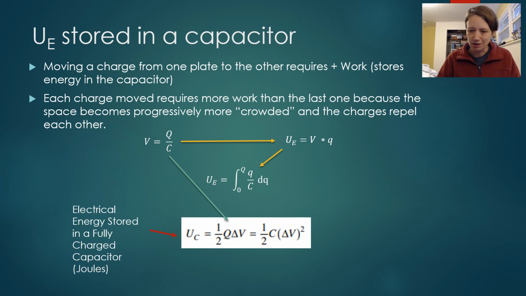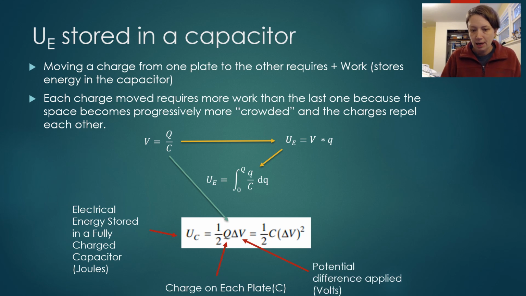Just as a final little bit here, a reminder that UC stands for the electrical energy stored in a fully charged capacitor, and we measure that in joules. Q is the charge on each plate of that capacitor, and delta V is the potential difference applied between the two plates by the battery.